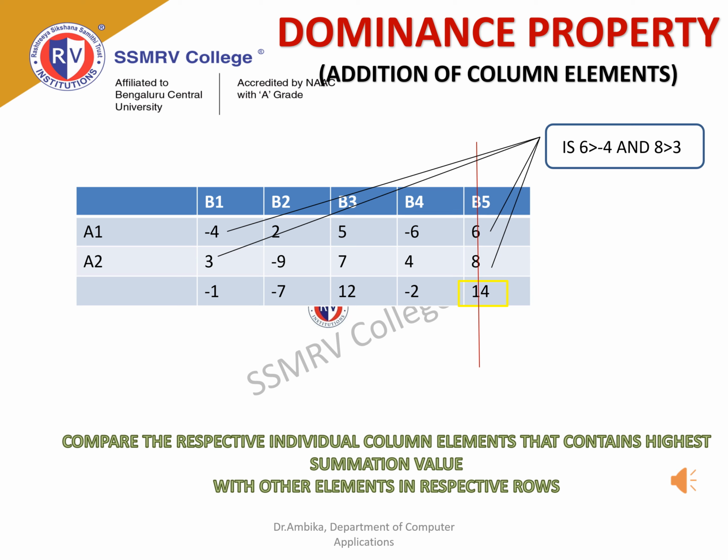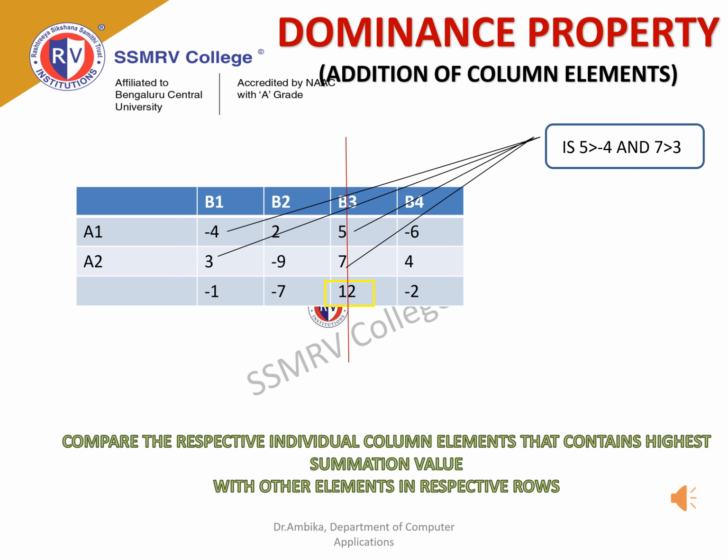According to the dominance property, the column that contains the highest summation has to be compared with other column entries. That is, we will be comparing the individual column elements that contain the highest summation value with the other elements in the respective row. As here the highest value is 14, which is stored in the B5 column, we will be comparing 6 with minus 4 and 8 with 3. As 6 is greater than minus 4 and 8 is greater than 3, we rule out the B5 column.